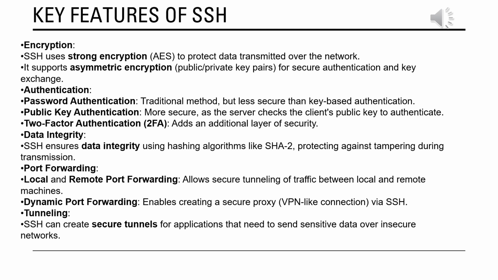Now next we're going to be talking about data integrity. SSH ensures data integrity using hashing algorithms like SHA-2, protecting against tampering during transmission. Port forwarding is another one. Local and remote port forwarding allows secure tunneling of traffic between local and remote machines. Next would be dynamic port forwarding. It enables creating a secure proxy via SSH tunneling.